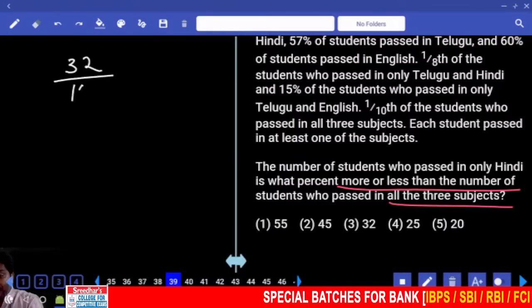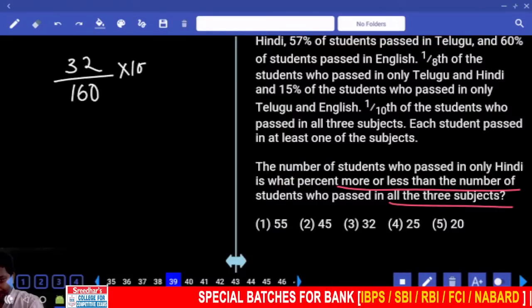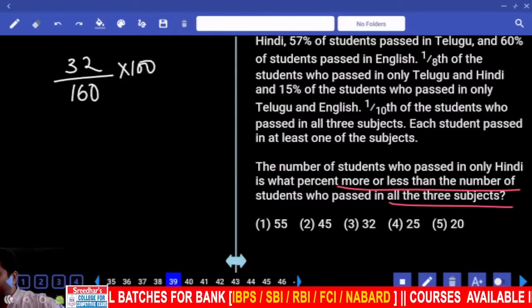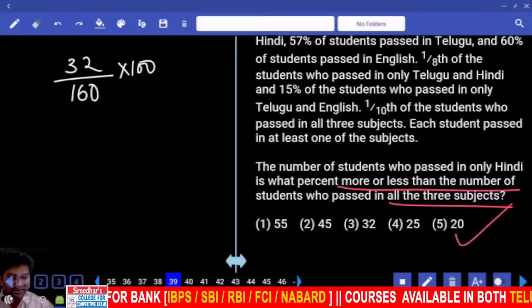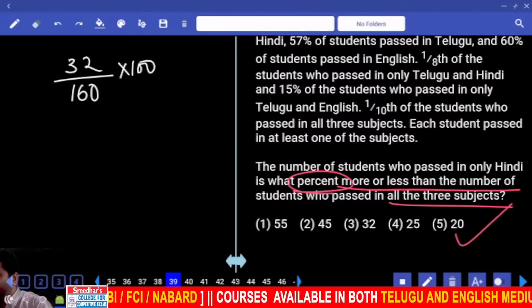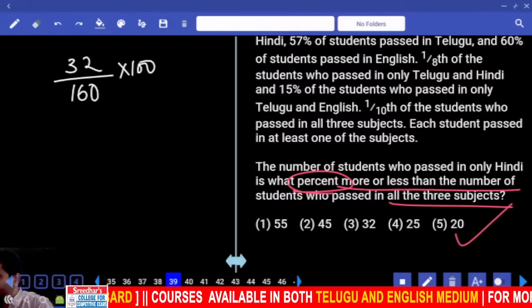32 upon 160 percentage. What is 10% of the denominator? Numerator is exactly double only. 10% double, 20%. Question is about percentage only. If it is about how much more or less, then the answer is 32 directly.